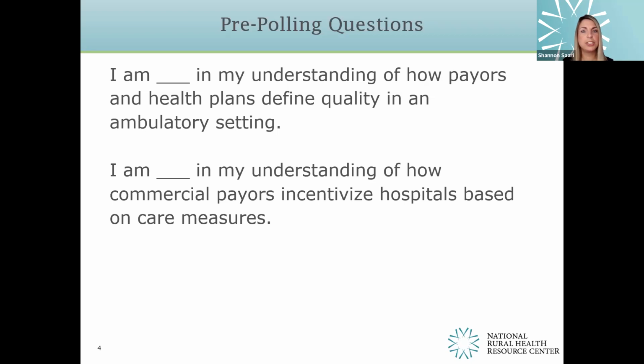Next poll question, please. I am confident to unconfident in my understanding of how commercial payers incentivize hospitals based on care measures. So 6% are confident, 35% are somewhat confident, 12% are neutral, 29% are somewhat unconfident, and 18% are unconfident. Thank you all for participating in the polls.